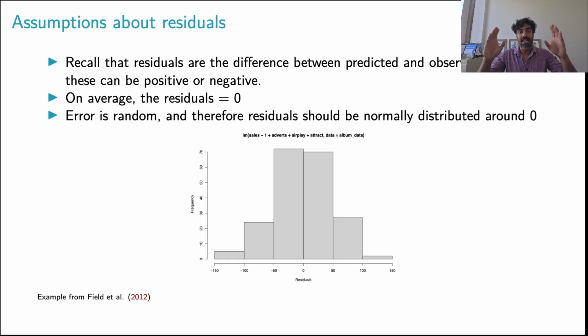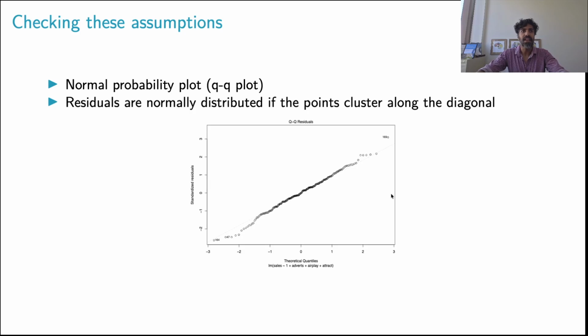But really, the main focus for the assumption is that your residuals are normally distributed and they should be around 0, because error is random. And so how do we diagnose this? How do we assess whether the residuals are normally distributed? Well, we use a normal probability plot, which is called a QQ plot. The residuals are normally distributed if the points cluster along the diagonal. So here we have our diagonal, and if they're normally distributed, the points should all cluster along the diagonal.